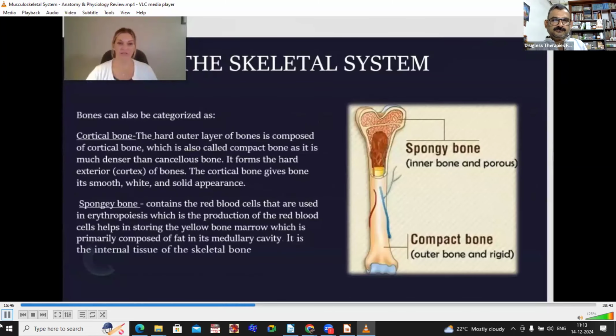Also, in the skeletal system, it's important to understand that bones can be categorized further. This was not covered in our previous video. There are two types of bone, cortical bone and spongy bone. What are the different functions of each?